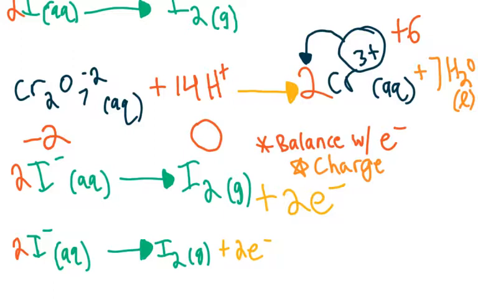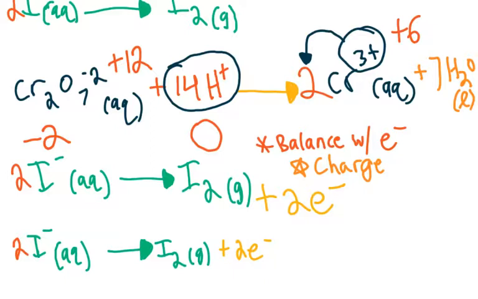What's the total charge on the left side? What I see here is 14 plus charges, right? 14 plus 1 charges, but one 2 minus charge. So 14 minus 2 is 12. So we have a plus 12 total charge on the left side. All right, now how do we balance this out?